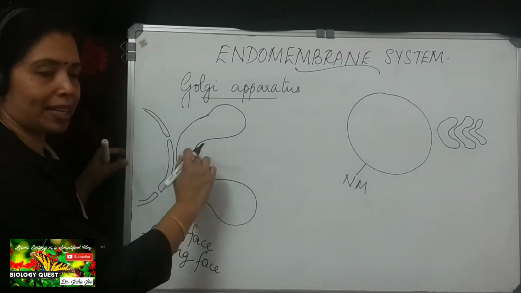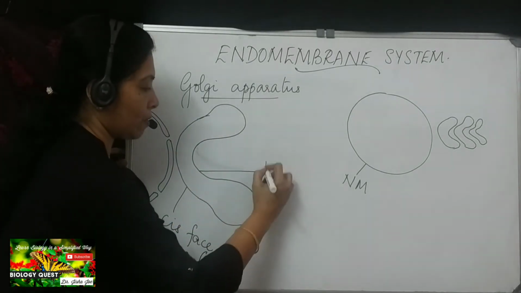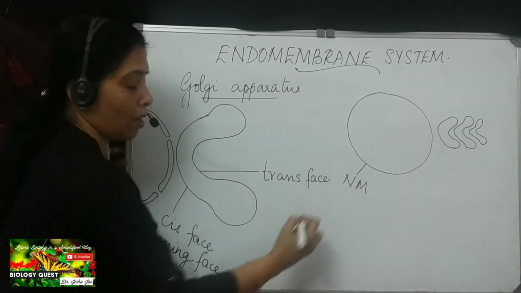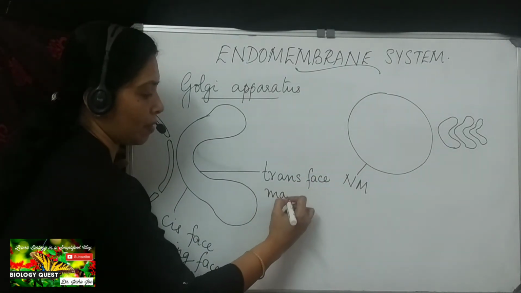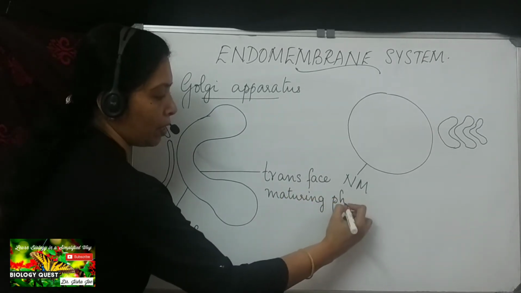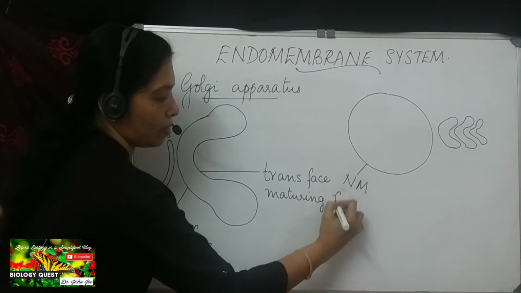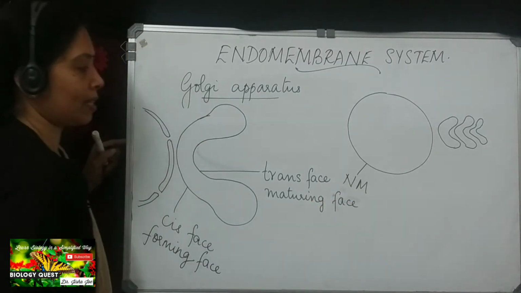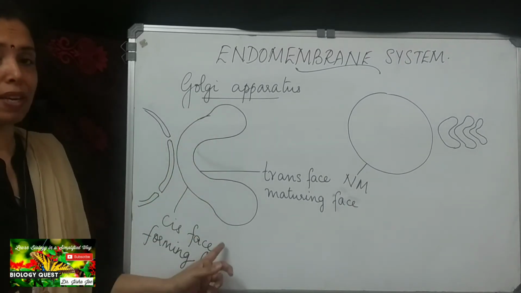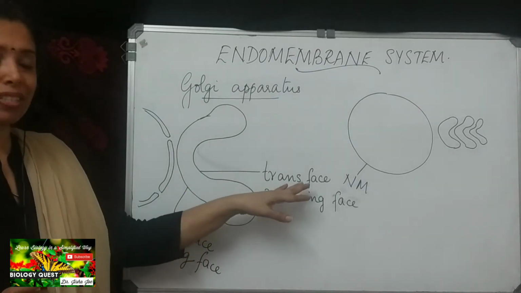And a concave side, which is called the trans face. That is the trans face or the maturing phase of the Golgi body. Maturing phase of the cisternae. So you can see the convex side. The convex side is the cis phase or the forming phase, and the concave side is the trans phase or the maturing phase.